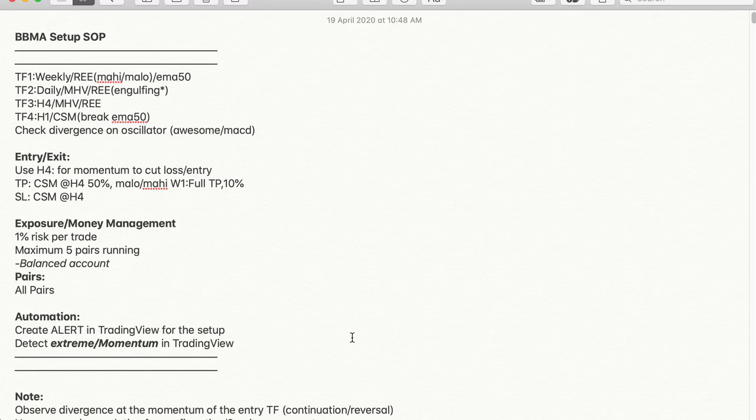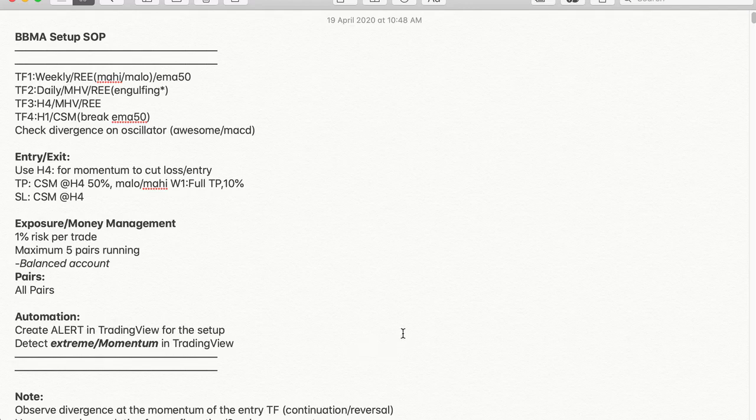As usual, we start by reviewing our BBMA setup SOP. Nothing has changed. We use 4 time frames: weekly, daily, H4 and H1. We look for re-entry or MHV in weekly, re-entry in daily and H4, and we use H1 as our confirmation by looking at the CSM and the break of EMA 50. We also observe the engulfing candle on D1 and use oscillators such as Awesome or MACD for divergence.